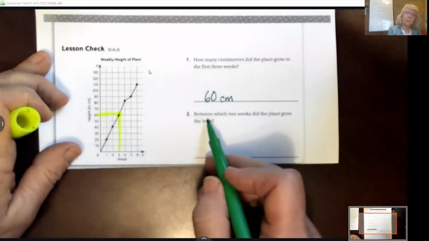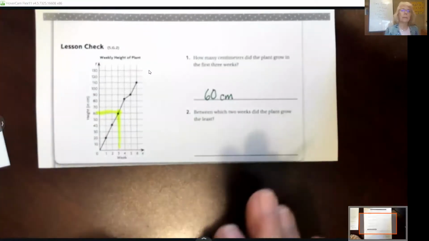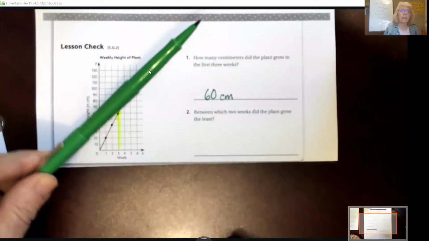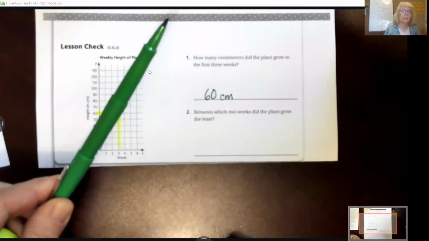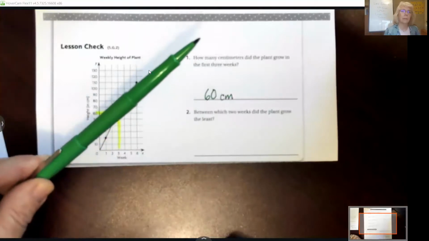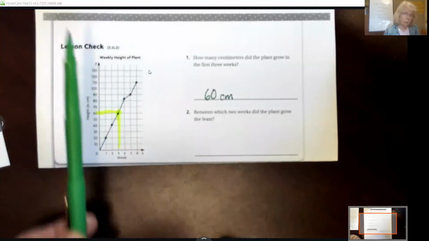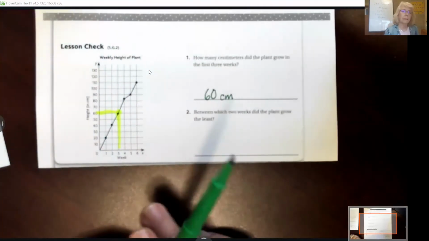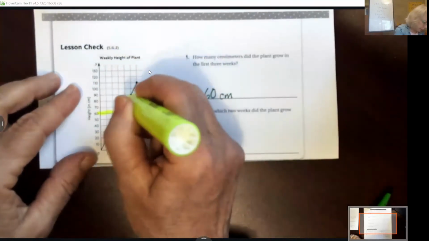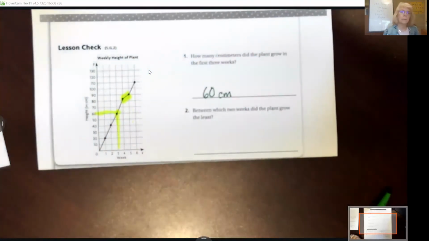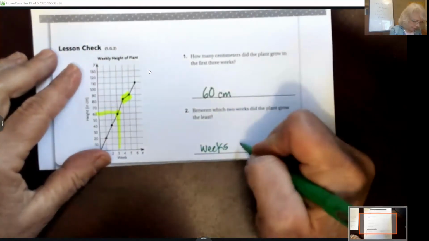The next question is, between which 2 weeks did the plant grow the least? So remember, this is where I said, look for where the line is the least steep. When it's steep, it's growing fastest or changing fastest. The flatter it gets, the less it's changing on this y-axis. So it looks to me like where it's flattest is right here, right? And that's right between week 4 and 5.